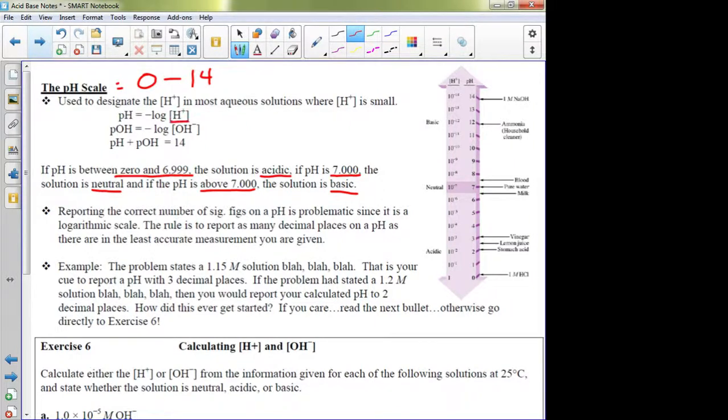So how do I find my pH? If I know the concentration of my hydrogen ion, then I know that pH is equal to the opposite of the log of H positive. Because if you take the log of a positive number, it's going to give you what kind of number? A negative. So we take the opposite of that, so I want my pH to be positive. To get the pOH, I take the opposite of the log of my concentration of hydroxide. And if I add my pH plus my pOH, I should always get 14, because that's what the scale goes up to. You need to know these 3 equations.